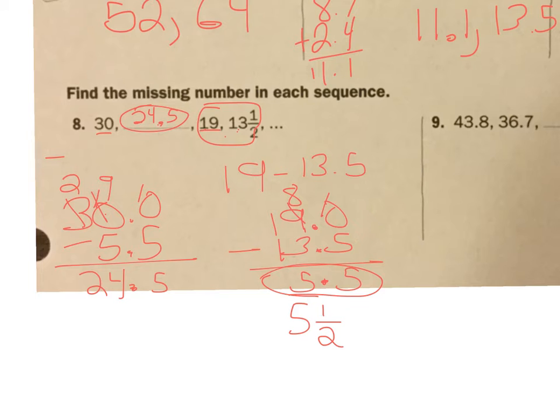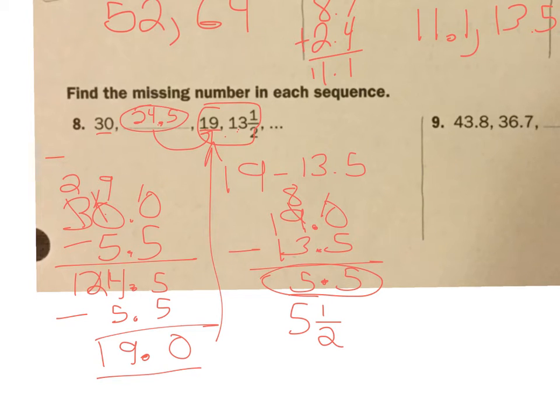I could test it one more time to see if I get down to 19. So I'm going to take 24.5 minus 5.5. That's a 0, decimal point. Can't do that. That becomes 14. That's a 9, 1. 19, which is exactly what that is. So it's great. 24.5.